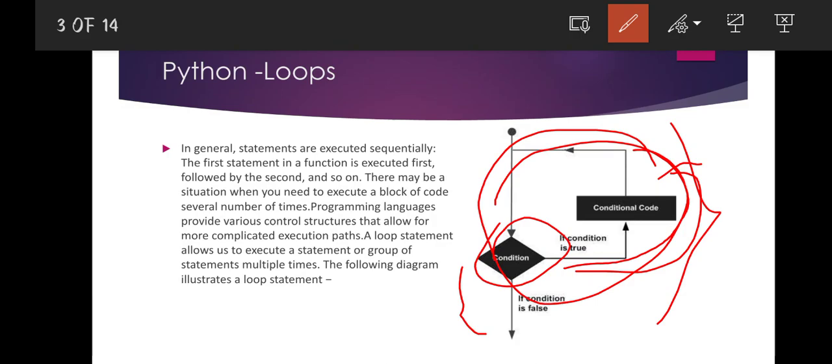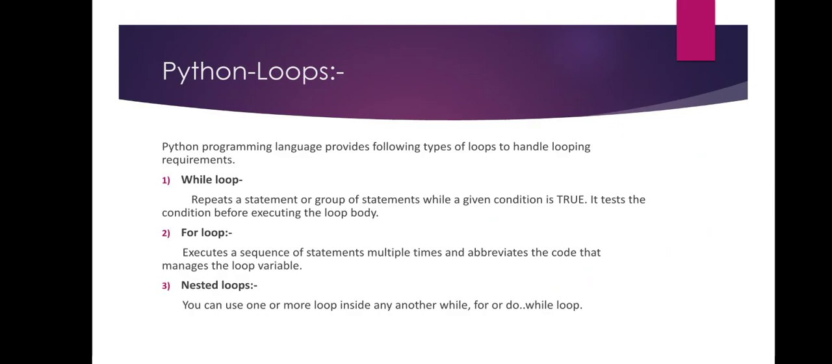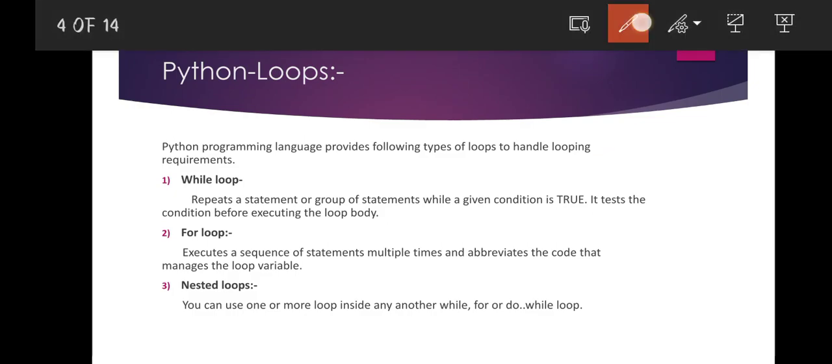Now we'll see what loops there are in Python programming. The Python programming language provides the following types of loops to handle looping. In Python we have three loops: the first one is the while loop, the second one is the for loop, and the third one is nested loops. First we will see the while loop.